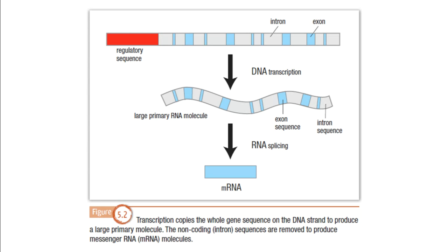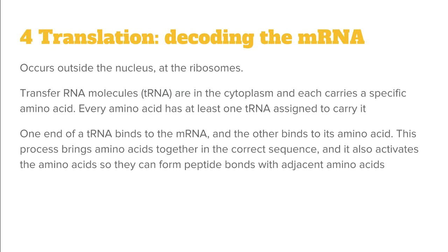So here we can see we've got our DNA, it's transcribed. We see that we do have the RNA molecule with intron and exon sequences, and then we get our mRNA molecule that has only exon sequences remaining. And then we have our fourth and final phase, which is translation, and that decodes the mRNA to our amino acids and therefore to our polypeptide.